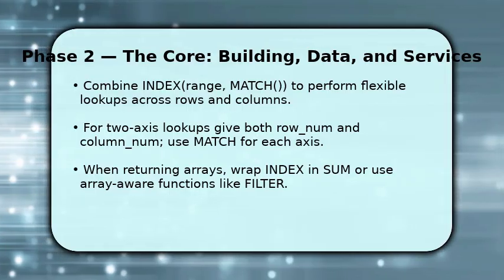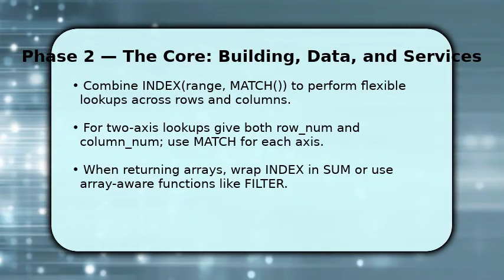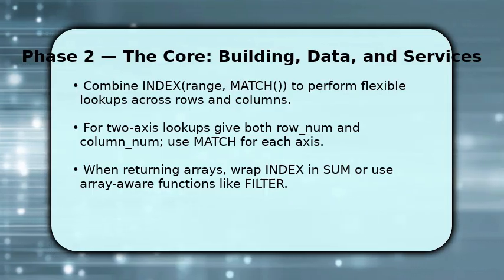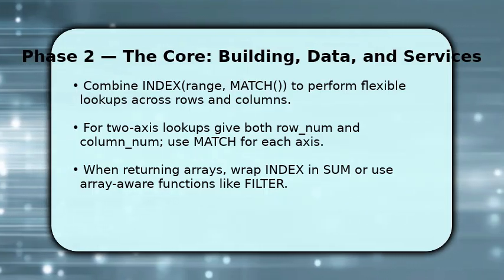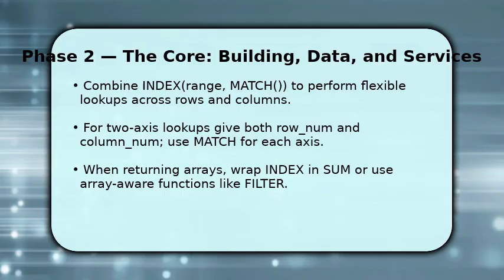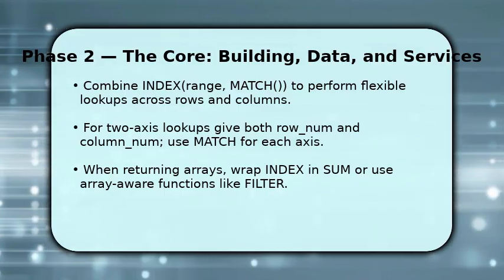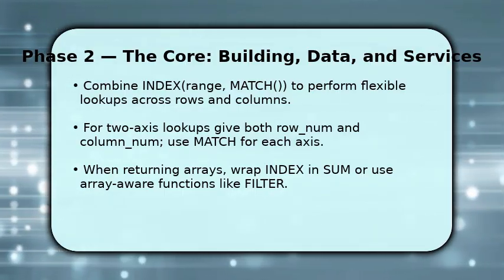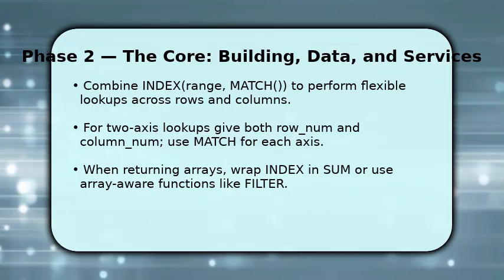Use MATCH to compute row num from a lookup value, then use MATCH again to find column num if needed. This pairing explains how INDEX stays stable while MATCH handles variability. If you need a whole row or column, supply a blank argument. Once done, wrap INDEX in other functions for aggregation.